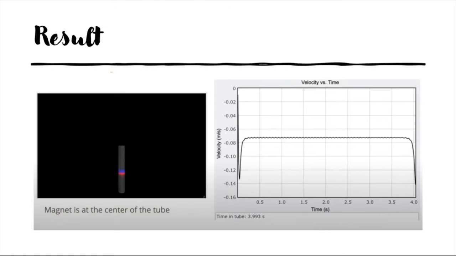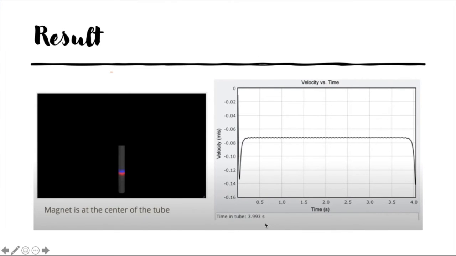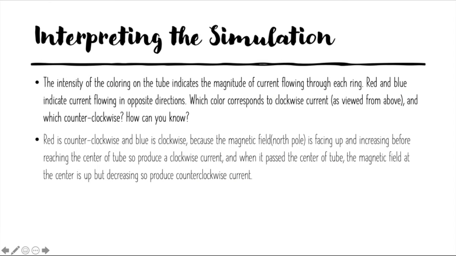This is my result from my computational analysis. We can see that the time for the magnet to fall through the entire tube is 3.993 seconds. Here's my interpretation of the simulation.